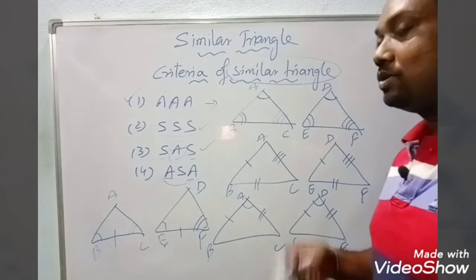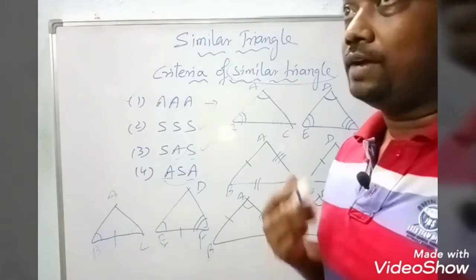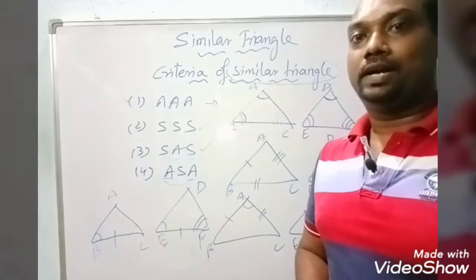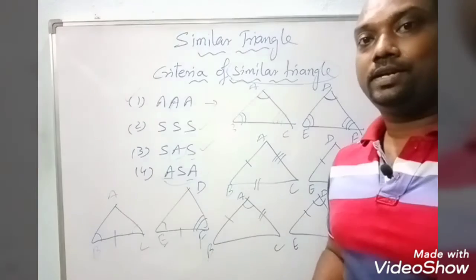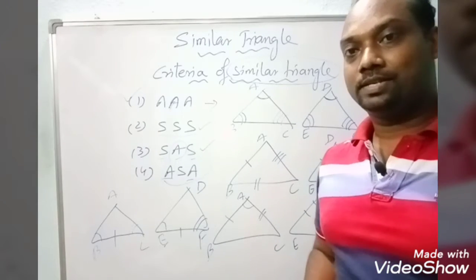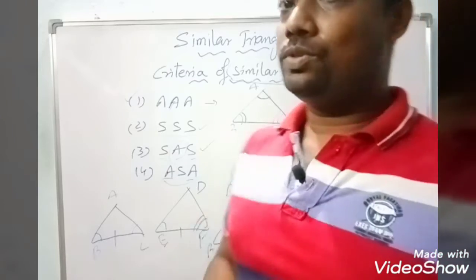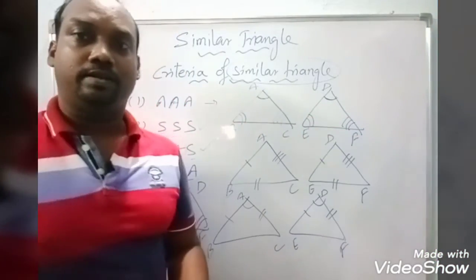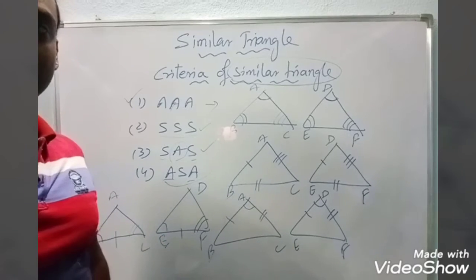So like this, based on these similarity rules, we have to prove some problems and find some missing terms. As well, using similar triangles we have a 4 marks question, that is construction of a similar triangle. Now how to do these problems, let me explain one by one using some examples.